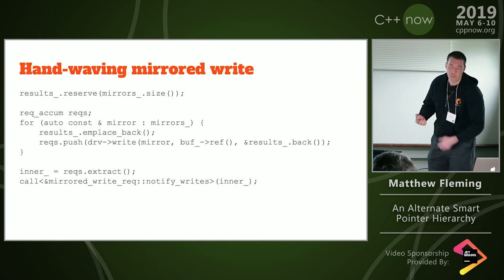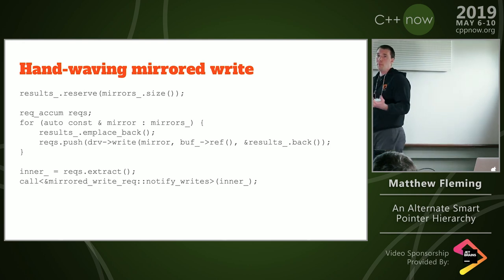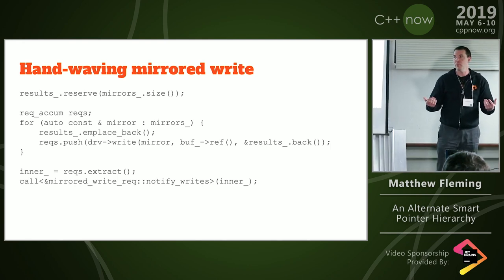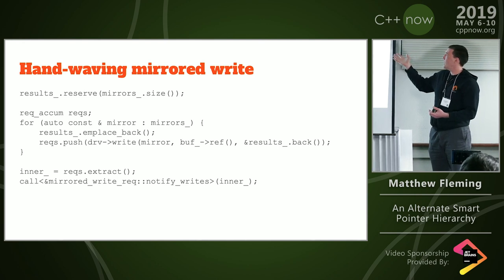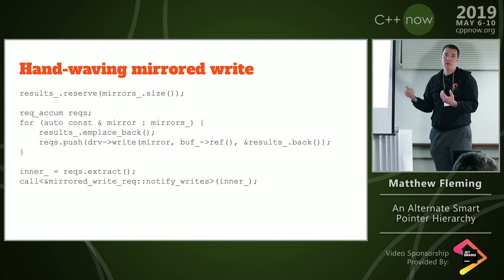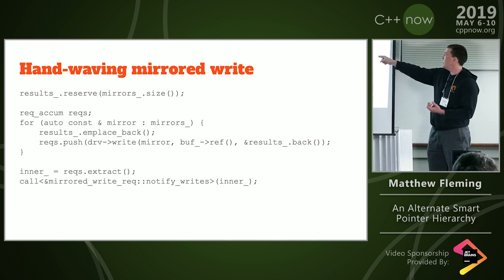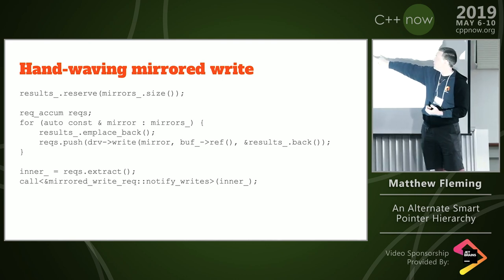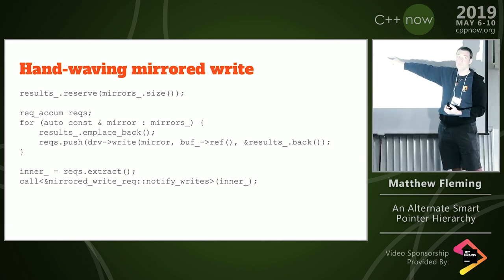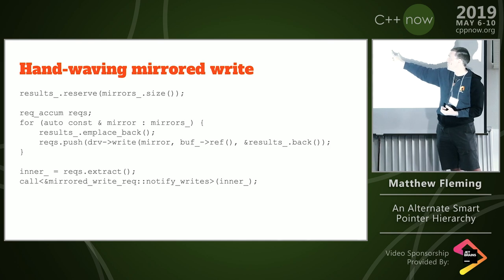So if I want to do a mirrored write, say I'm a flash system. Sometimes instead of doing RAID, we do mirroring. So if I want to do a mirrored write, I know these flash addresses from my mirrors, so I have to have some results. I'm going to hand wave what a recacume is. It's essentially a vector of recs. And so for each mirror in the mirrors, I'm going to create a result, pass in the address of that result. And since I reserved all these addresses, I'm just going to ref the buffer. And so now I can write the same buffer to three different flash addresses. And I didn't have to change much code at all.